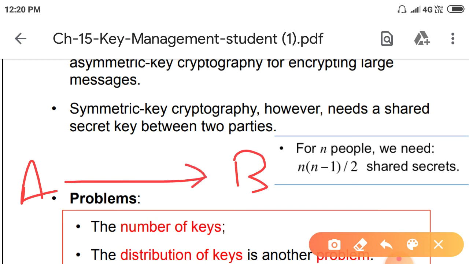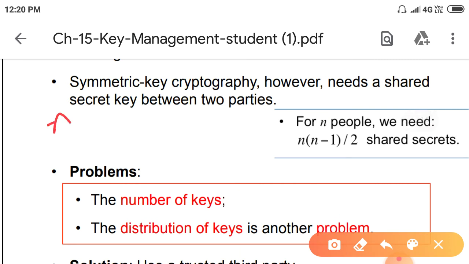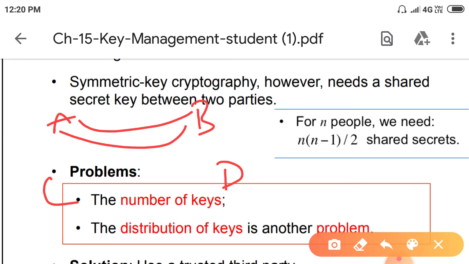These two parties want to communicate with each other, so one shared key is enough. Suppose in an organization, four parties are there. These four parties want to communicate with each other. Now we'll see how many session keys we need among these four parties. To communicate between two parties, either A wants to communicate with B or B wants to communicate with A, one session key is enough.